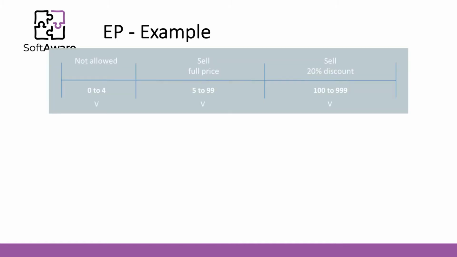Okay? So putting this as a table, you can see that from 0 to 4 you have a valid partition, from 5 to 99 you have a valid partition, and from 100 to 999 you have a valid partition. All the partitions considered when solving this example are valid.